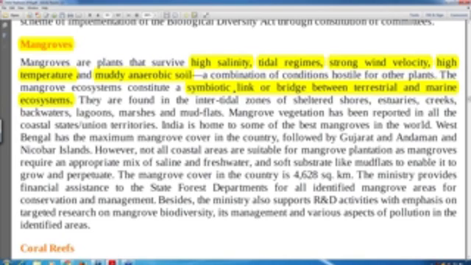So this is important. They are found in intertidal zones, that is low tide and high tide, of sheltered shores, estuaries, creeks, backwaters, lagoons, marshes, mudflats. So where all they are actually present? If you see, mangrove vegetation has been reported in all the coastal states and union territories. This line is important. When they give you any coastal state and they ask you, is mangrove present in this? You should say yes. You may get confused.